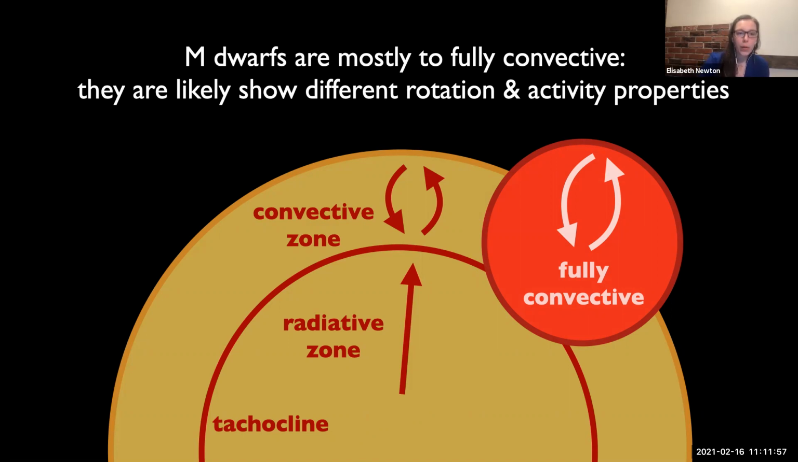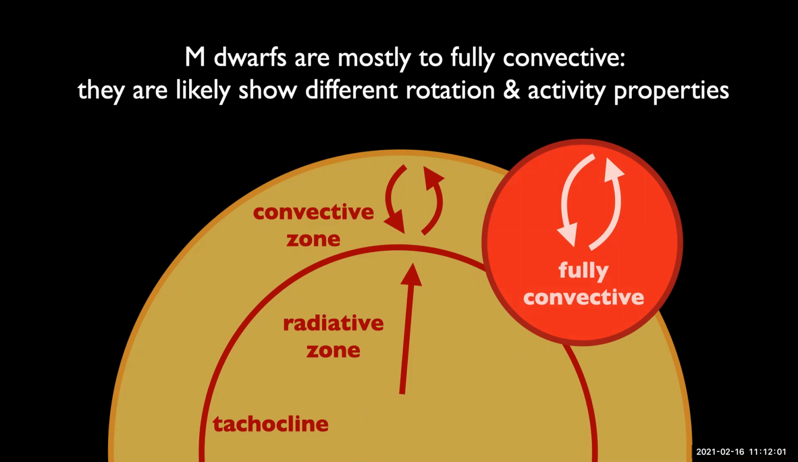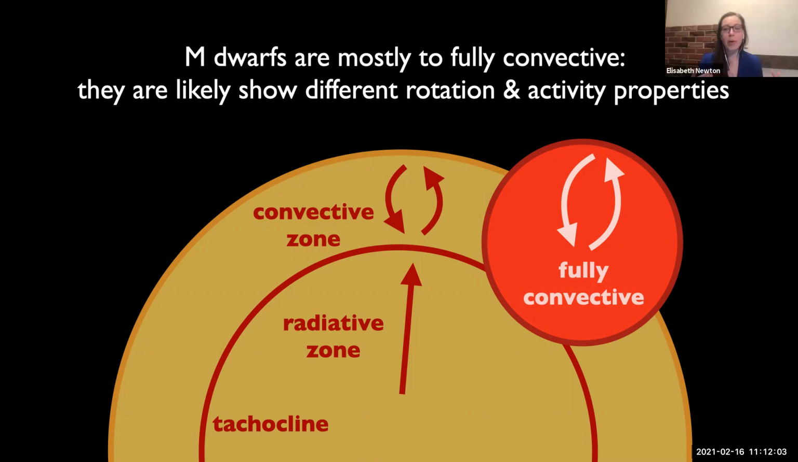And so what this means in the context of the magnetic dynamo is that a dynamo where the tachocline plays an important role can't be responsible for the large-scale magnetic fields on M-dwarfs. So the magnetic dynamo that we think powers the sun shouldn't operate in M-dwarfs. And as a consequence, we're going to expect that they'll show different relationships between rotation and magnetic activity and how these might change with time.